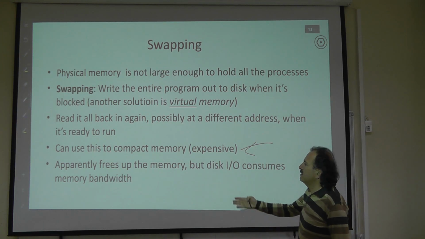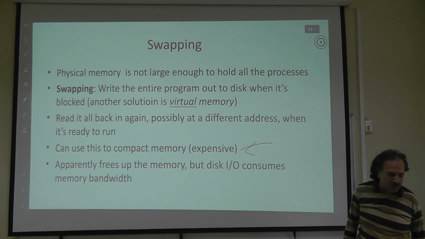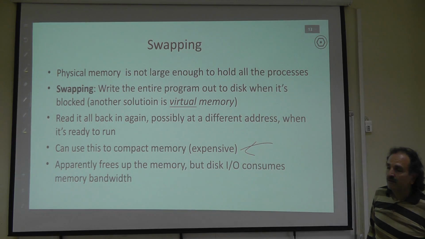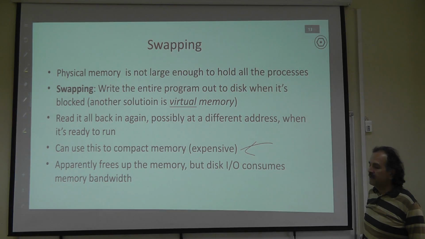Swapping frees up memory, but this I/O consumes memory bandwidth and valuable CPU time. Compacting is good for the memory, but at the cost of the CPU utilization.